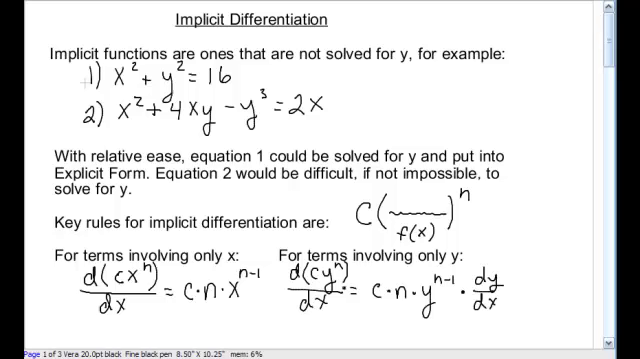So just to summarize, if we take a derivative of terms with x's, we won't end up having any derivative notation at the end. And if we take the derivative of y terms, we're going to, after we apply the power rule, tack on multiplying dy dx.